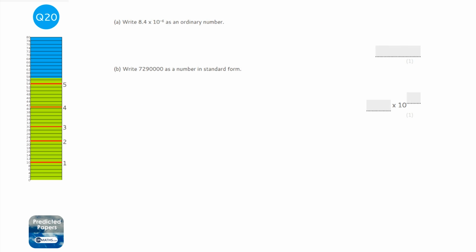Okay, to convert from standard form, you just write the number down. And this here, the power, will tell you where to go. So if the power is positive, then you go to the right. If it's negative, then you jump to the left. Now since it's negative, we're going to jump to the left, and it's minus 6, so we're going to jump 6 spaces. So 1, 2, 3, 4, 5, and 6.